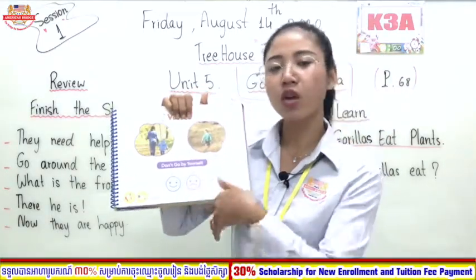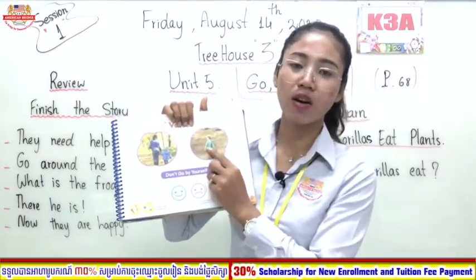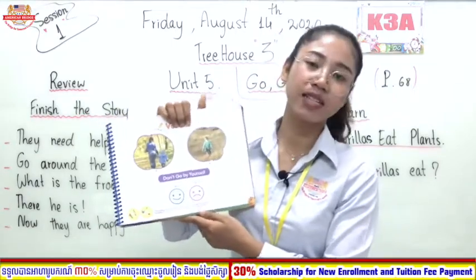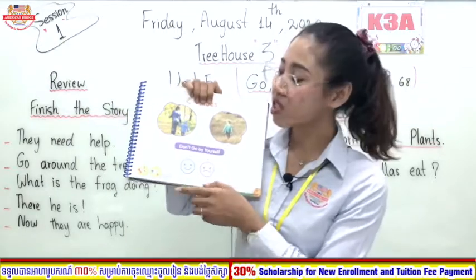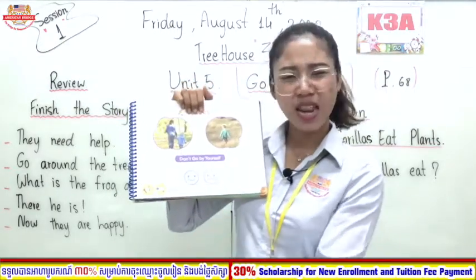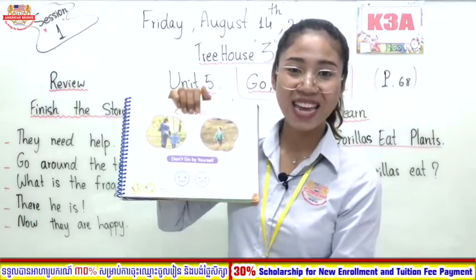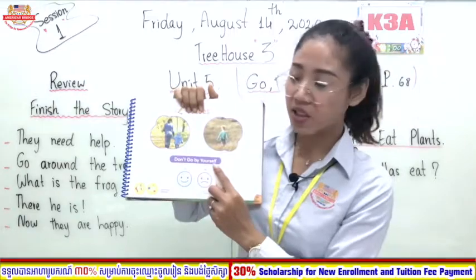So when you want to go anywhere, not only the jungle, wherever, if you are young, you cannot go by yourself because it's not safe, it's dangerous for you, okay? So you need to go with your mom, your dad, or your brother, or your older sister, something like that, all right? Okay, you understand, right? So again, don't go by yourself.